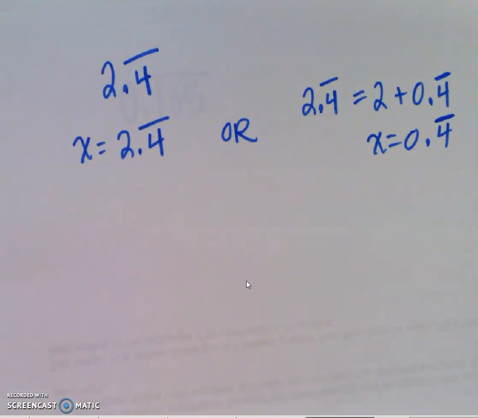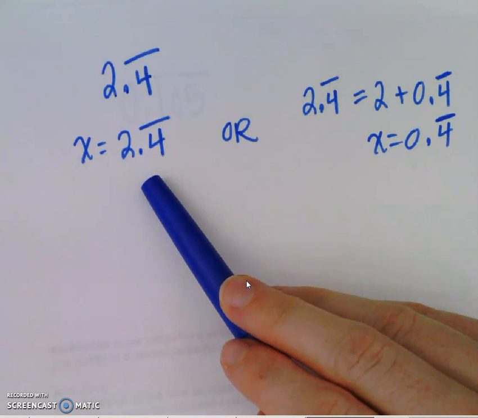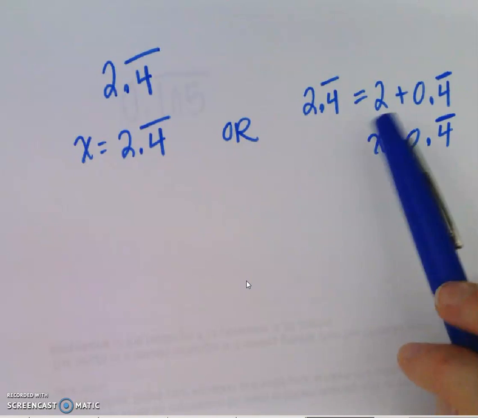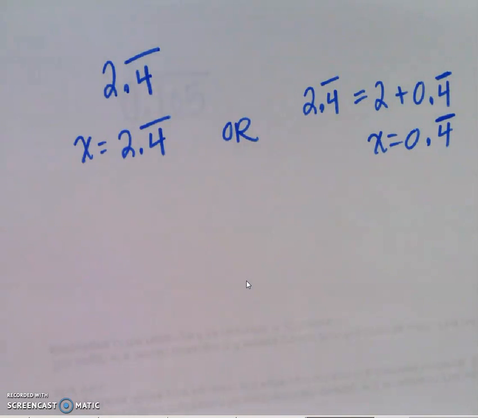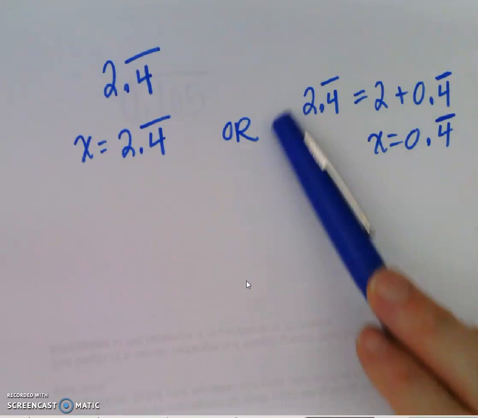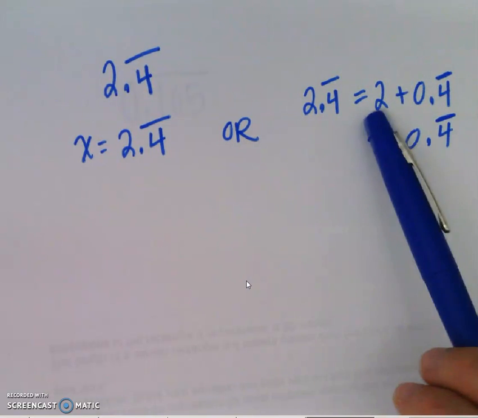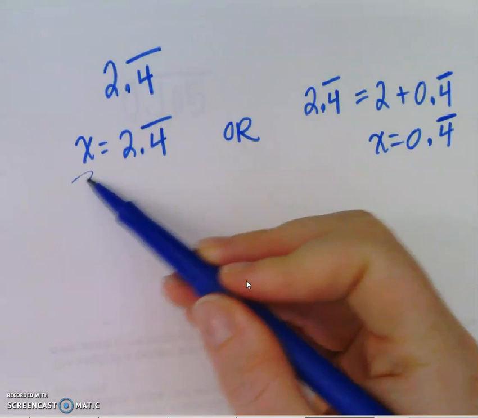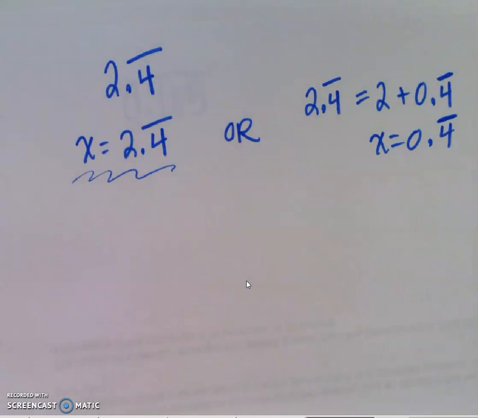So we have two options here. We can think about this as x set equal to 2.4 with just the 4 repeating. Or we can think about 2.4 repeating being 2 plus 0.4 repeating and just deal with the x. Sometimes if I do this version, I'll forget about adding the 2 at the end. And since we want our answer to be a simplified fraction, we don't want to have a mixed number. So I'm going to stick with setting x equal to 2.4 repeating.